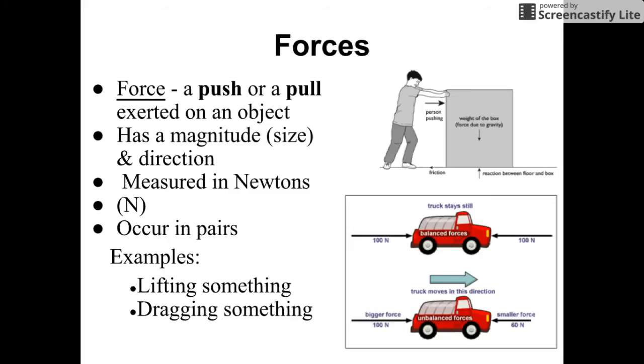An easy one to think of would be something sitting on a desk. You've got gravity pulling it down, you've got the desk pushing up on it. It is just sitting there, meaning those forces are balanced. So most forces are going to be occurring in pairs. When you are lifting something, when you're dragging something, those are examples of forces as well.